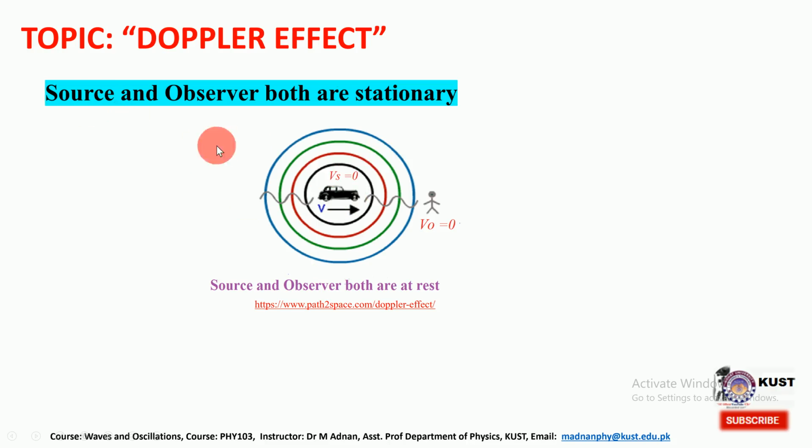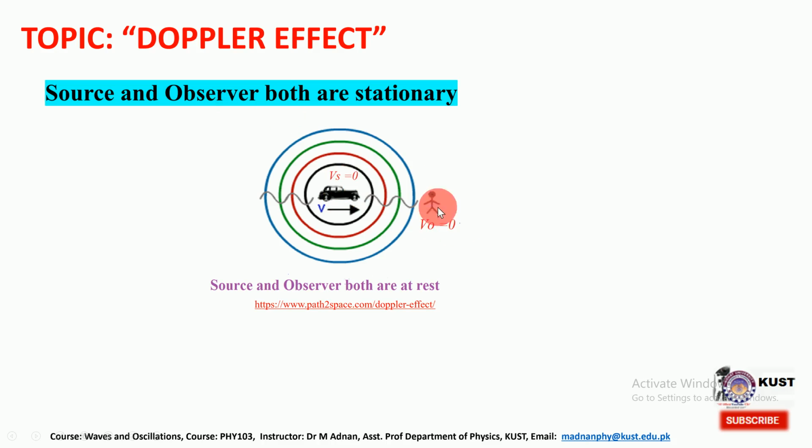Now that motor car, or we can say the source, is at rest. That's why Vs, where S stands for the source and V for the speed, is zero, so it is stationary. Now this V represents the speed of the sound waves produced by the source. Otherwise the source which produces the sound is at rest.